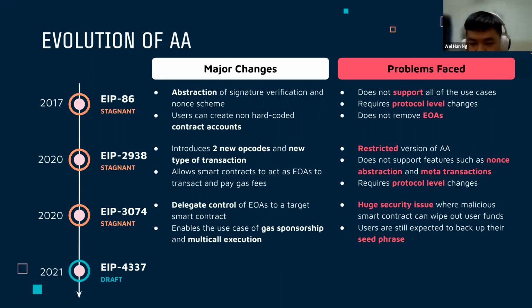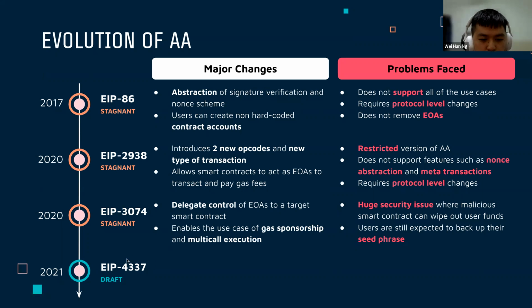And we know from history that humans are very bad at managing malicious things, right? So it's still not a good user experience, right? And users are still expected to back up their seed phrase, which basically still doesn't eliminate the idea of a single point of failure, right? So yeah, these are the three EIPs that are stagnant, the previous ideas.